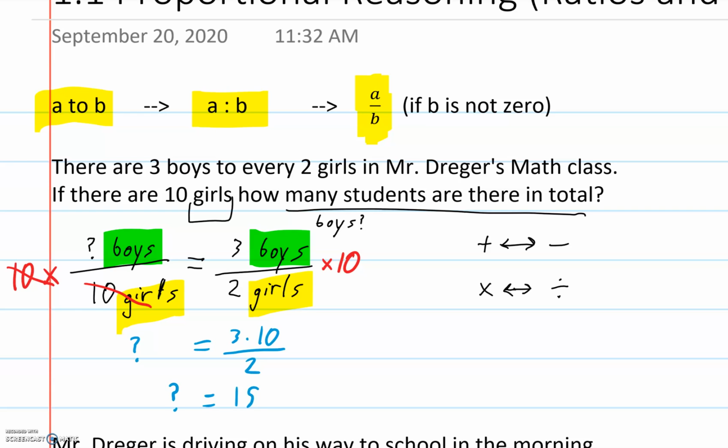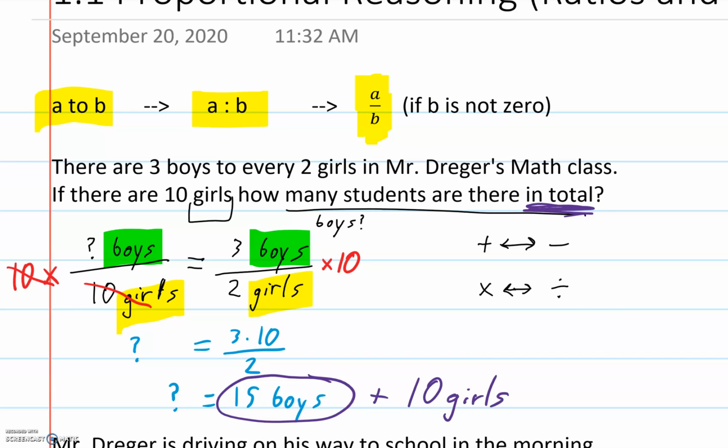So how many boys are there in the class? Well, there are 15 boys. Okay, this is awesome. This is fantastic, but it is not the answer yet. We want to know how many students there are in total. So what we need to do is take the boys plus the 10 girls from before, and that gives us 25 students.